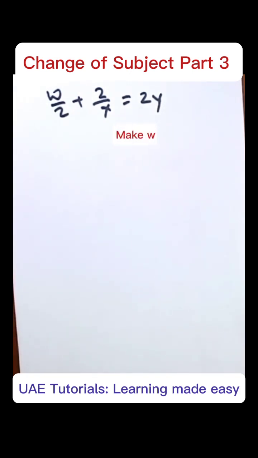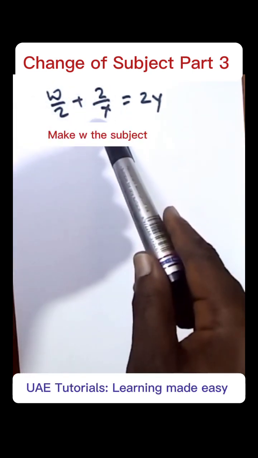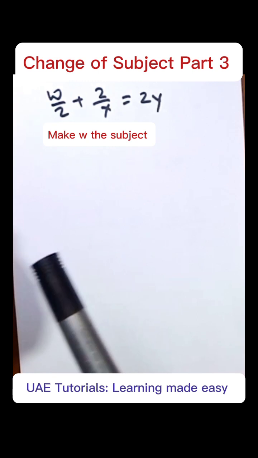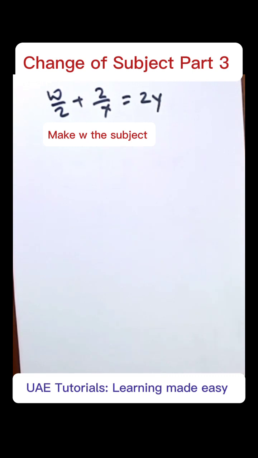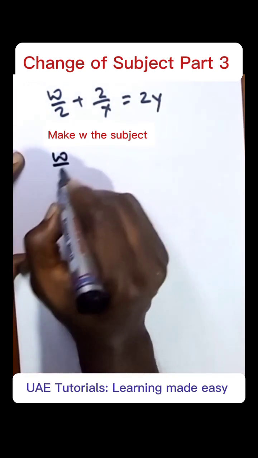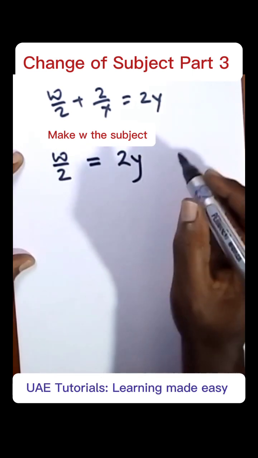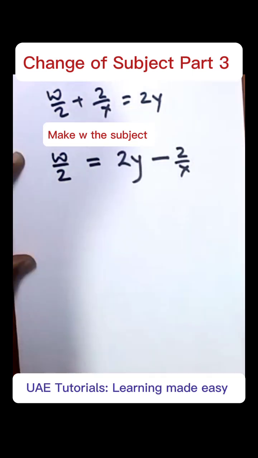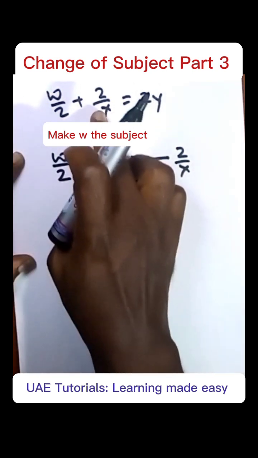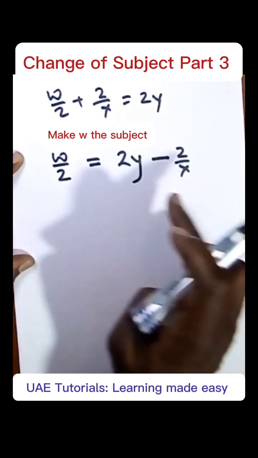Now we want to make w the subject of this formula. To do that, we simply need to move this expression 2 over x to the other side of the equation, so that the expression containing w will be on one side. So we say w over 2 equals 2y minus 2 over x. I just moved this to the other side, and when you are moving anything across the equality sign, the sign changes.